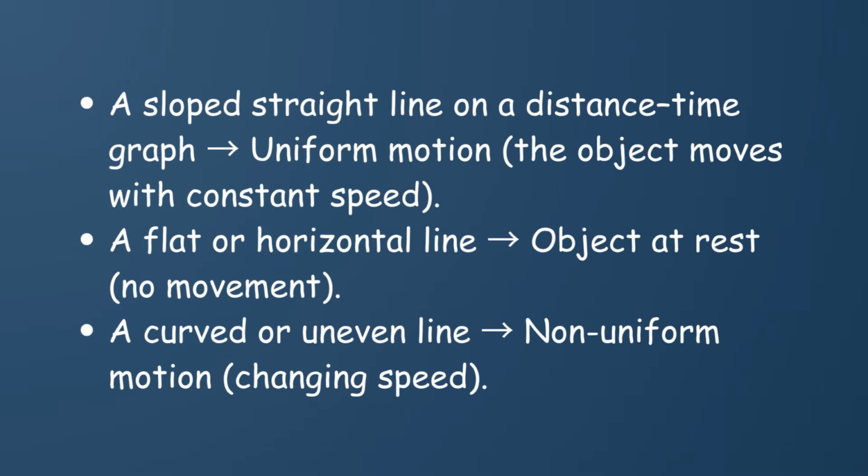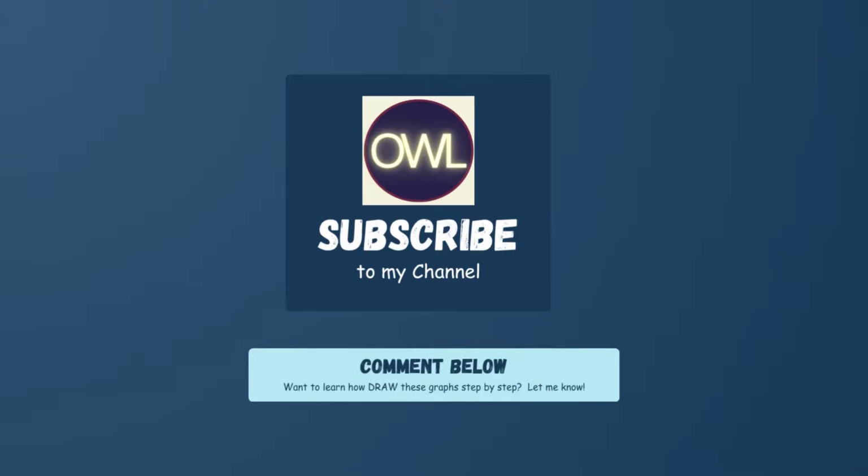Summary. Let's quickly summarize what we've learned. A straight line equals uniform motion or constant speed. A flat line equals object at rest. A curved line equals non-uniform motion or changing speed. Graphs make it so much easier to understand motion, turning numbers into clear, meaningful patterns. So you've now learned what average speed and speed are, and how to use a line graph to understand the motion of an object in detail. This forms the base of your understanding, and once this is clear, learning ahead will be even easier and more exciting.